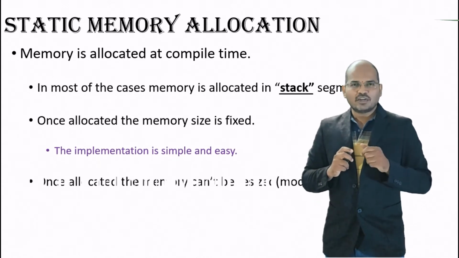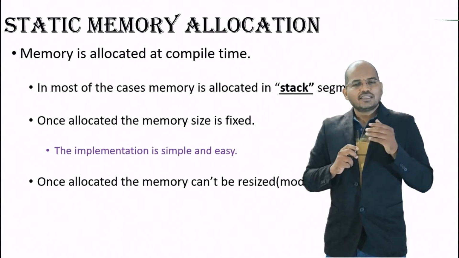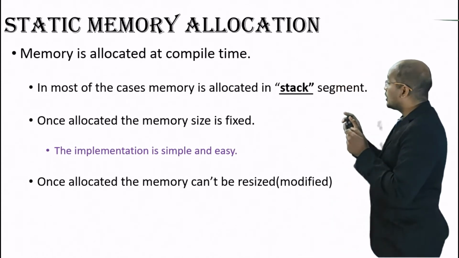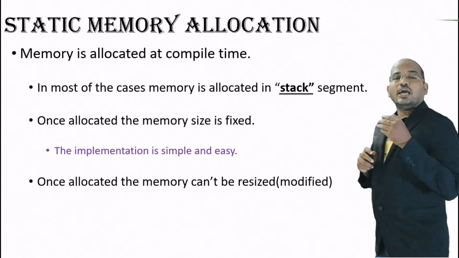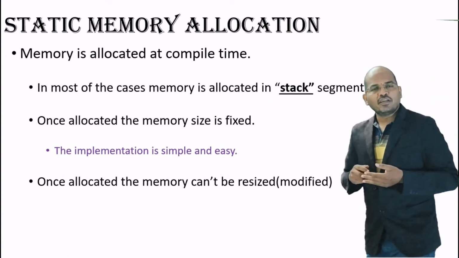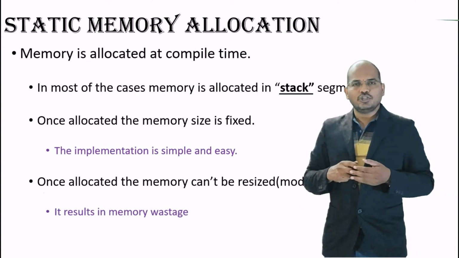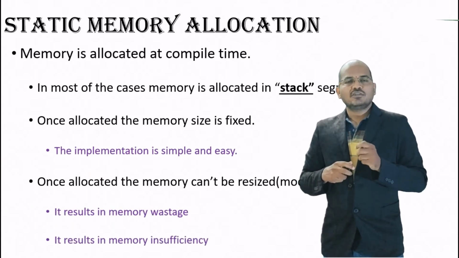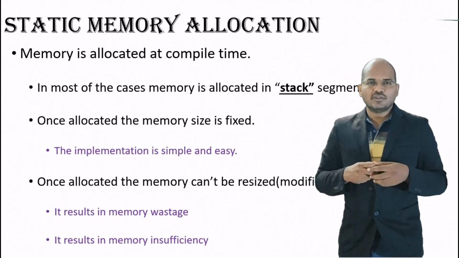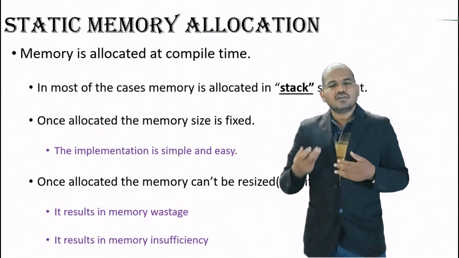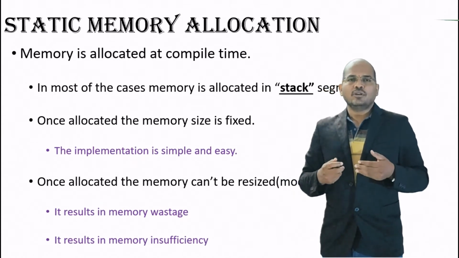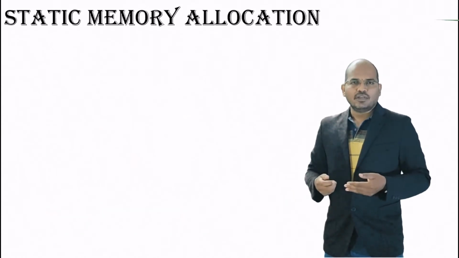But we have a small disadvantage, and that disadvantage goes like this. Once the memory allocated is fixed, you cannot modify the allocated memory. As you cannot modify the memory being allocated, we have two issues. Issue one is it results in memory insufficiency, or it may result in memory wastage. What do you mean by memory wastage? What do you mean by memory insufficiency? We will give a small example. So let us get to the example next.